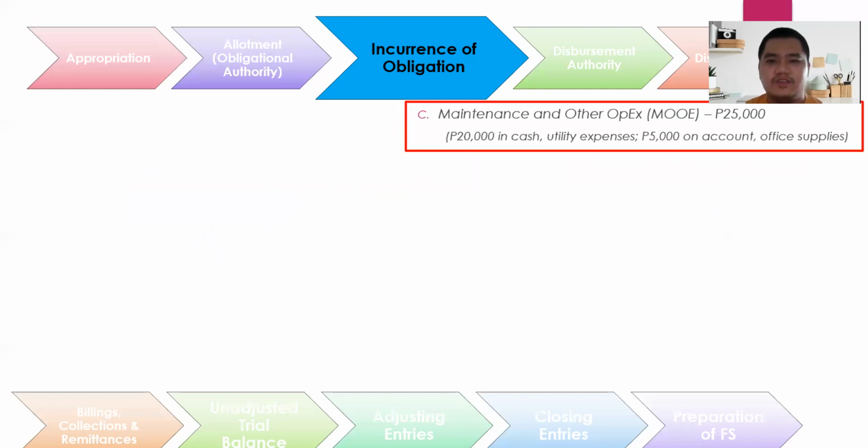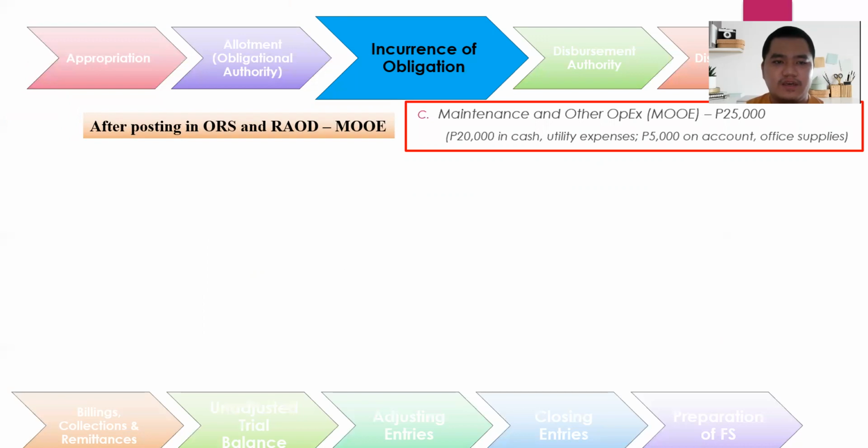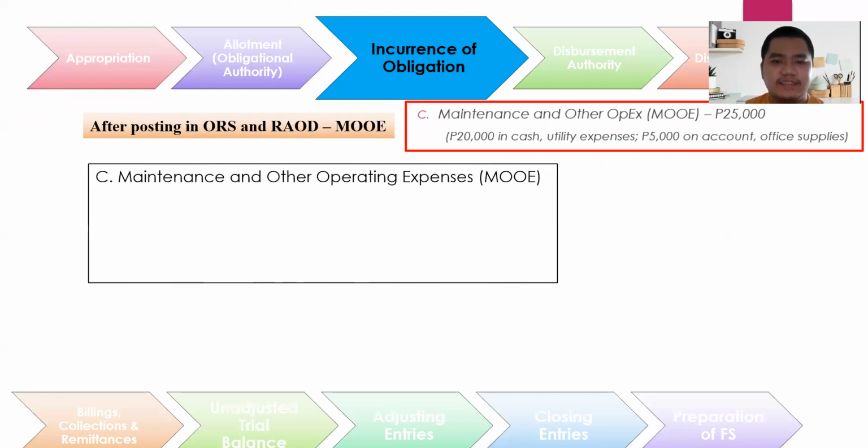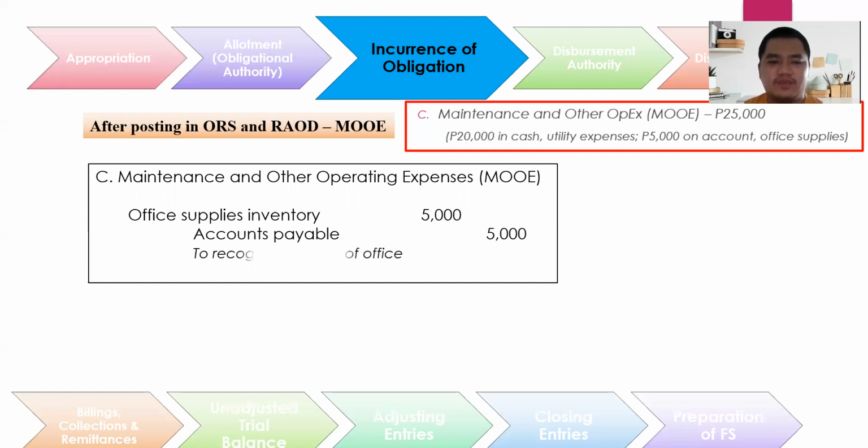Now, for the maintenance and other operating expenses, we have to post it similarly to the ORS and RAOD MOOE. The accounting entry will be as follows. For the office supplies, the entry will be like this: office supplies inventory, 5,000 pesos, and then credit to accounts payable, 5,000 pesos. So that is to recognize the delivery of office supplies.